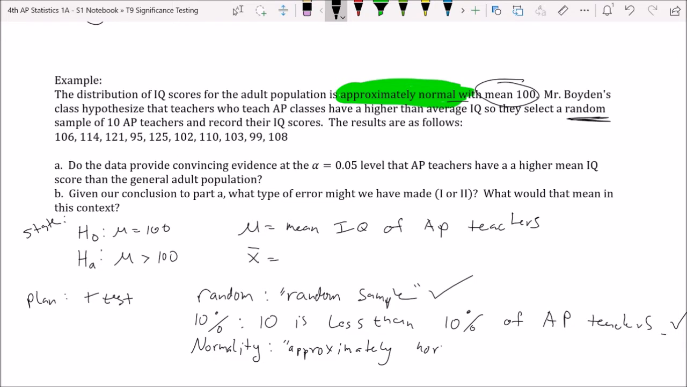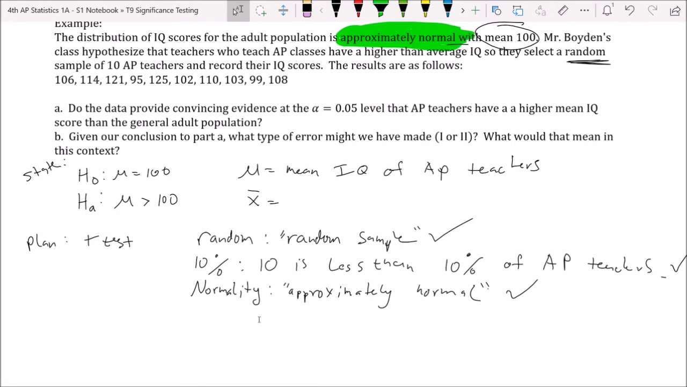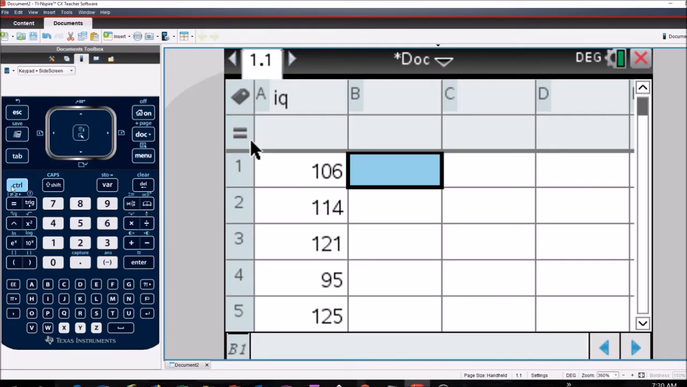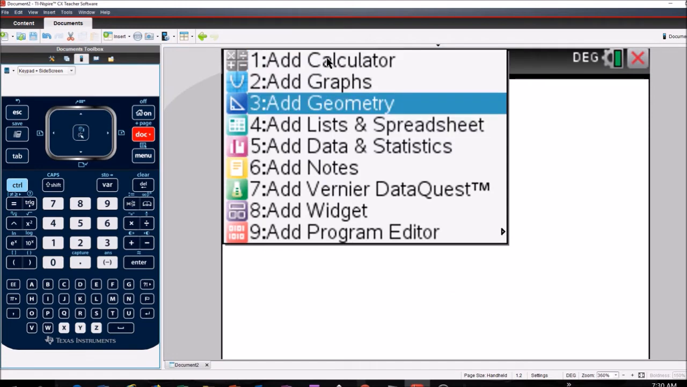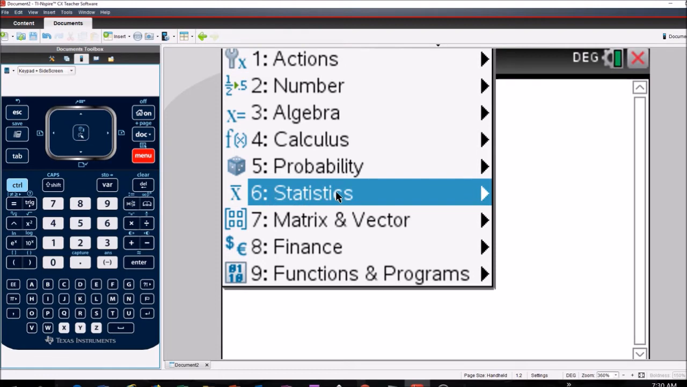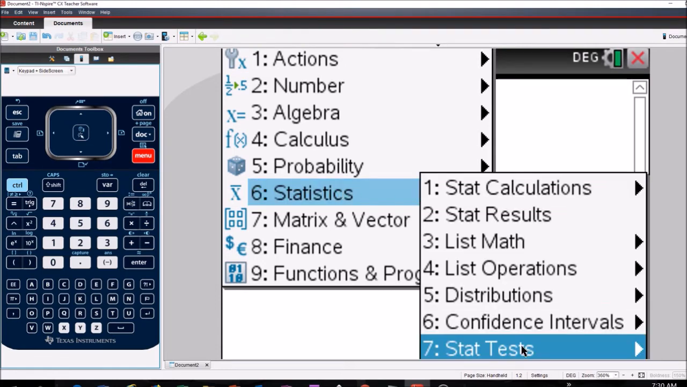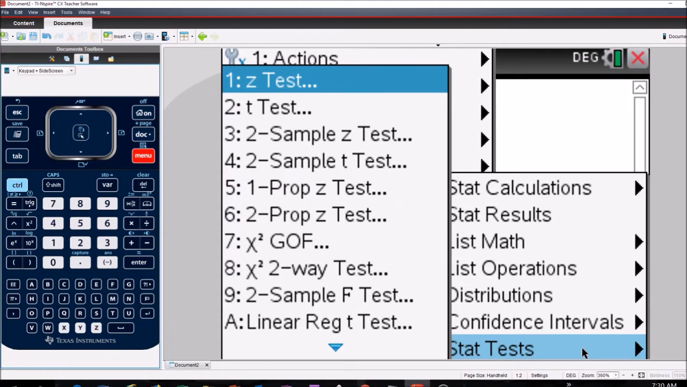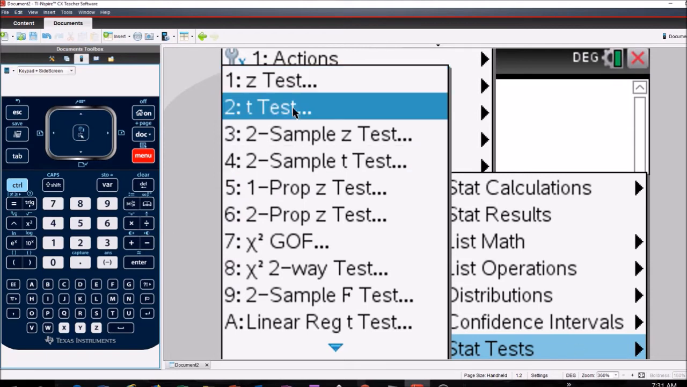Let's return to the calculator, because now we're on to the do part. And we need to go get some of those values. So here we go. Off to the calculator. You're going to need to add a new page. So Control Doc to add that new page. And this one needs to be a calculator page. All of our tests and confidence intervals will be built on a calculator page. So they all work the same way. Let's go to the menu. Everything good happens there. Statistics. We're going to be doing stats tests. And we only had one sample here, so this is a t-test.